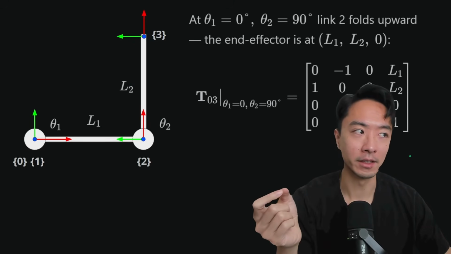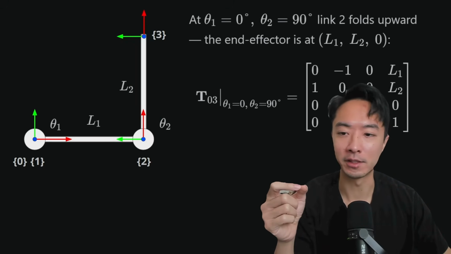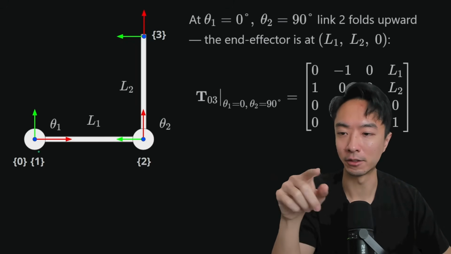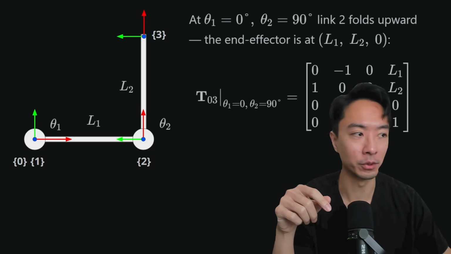And here is yet another configuration. You can see this one right here is at 90 degrees. So we want to find the tool end.